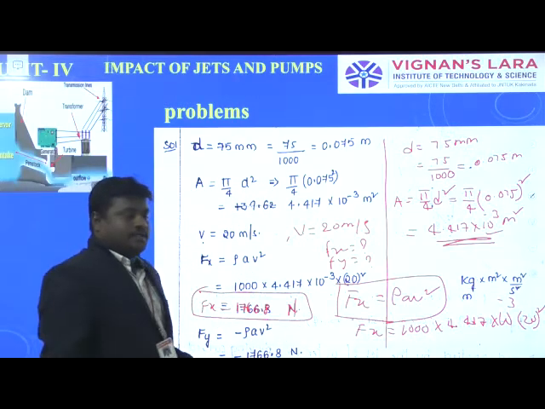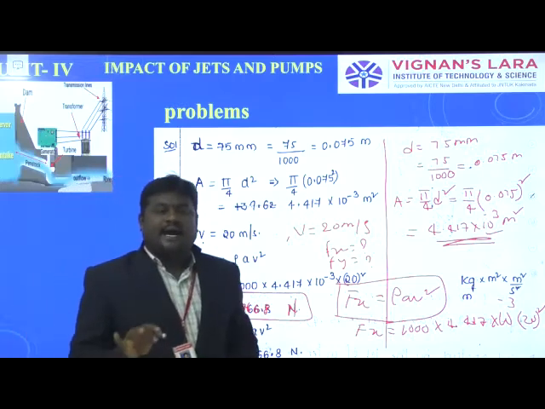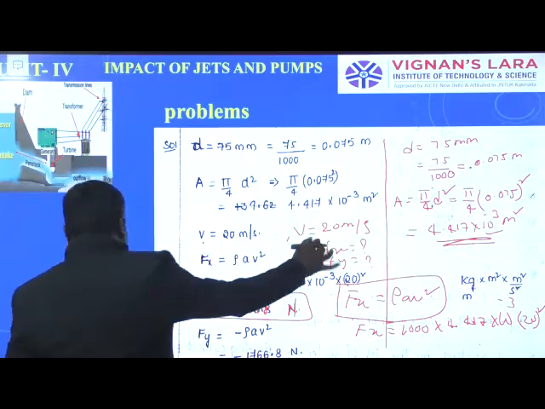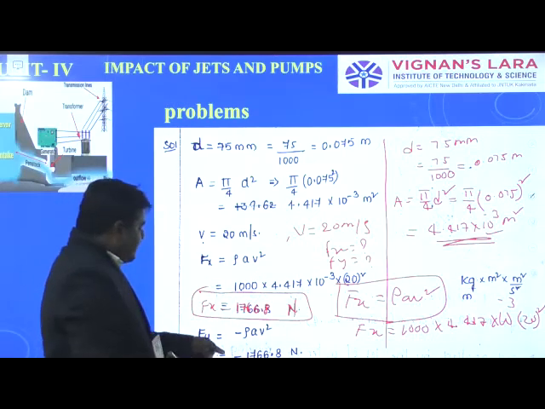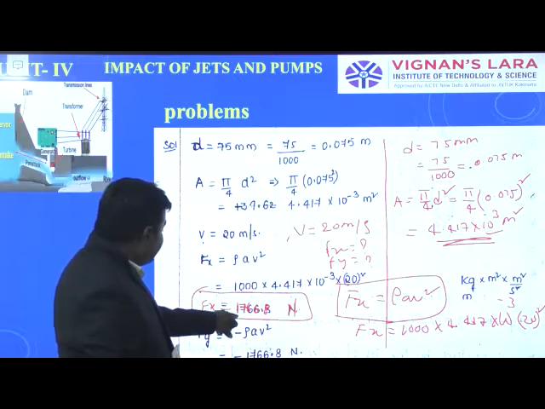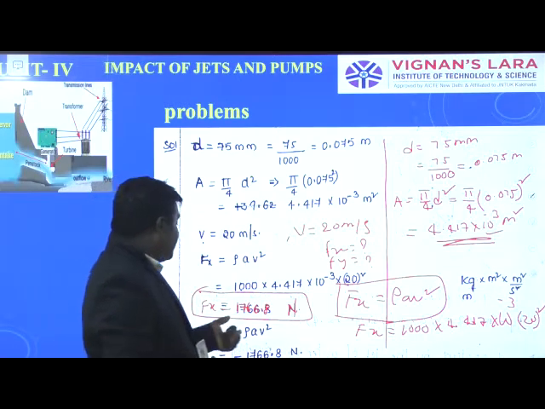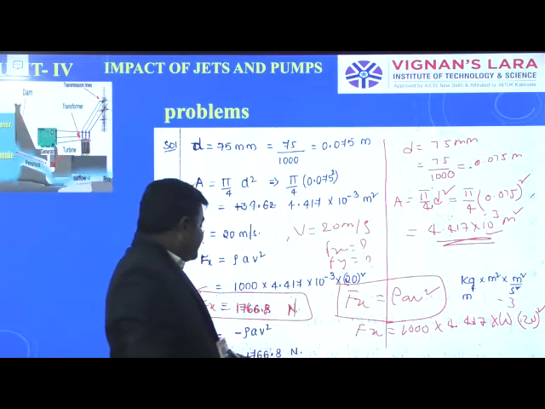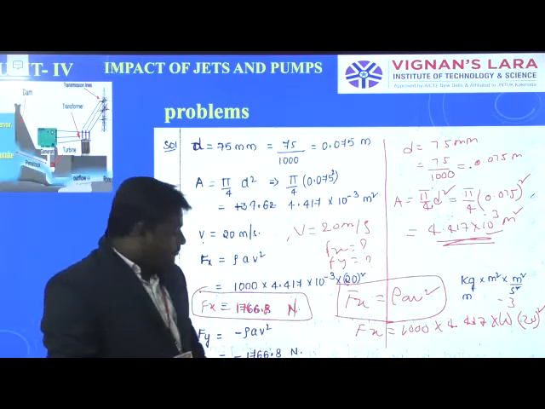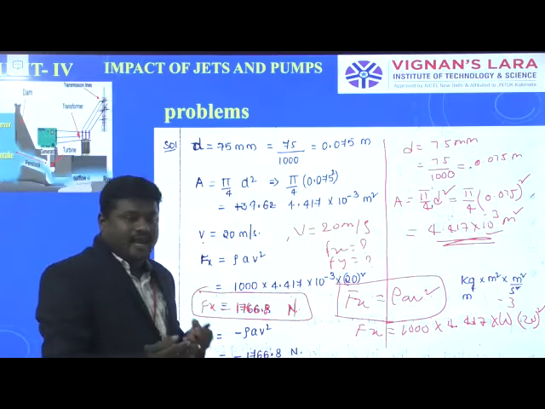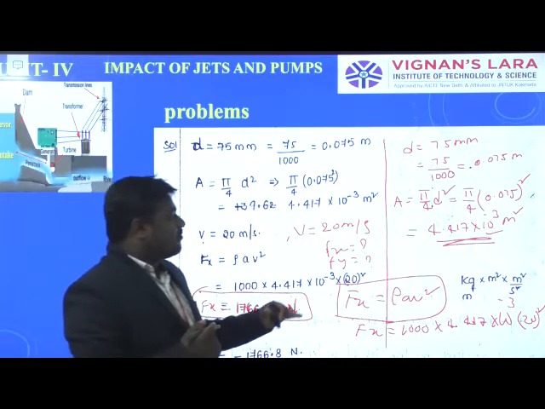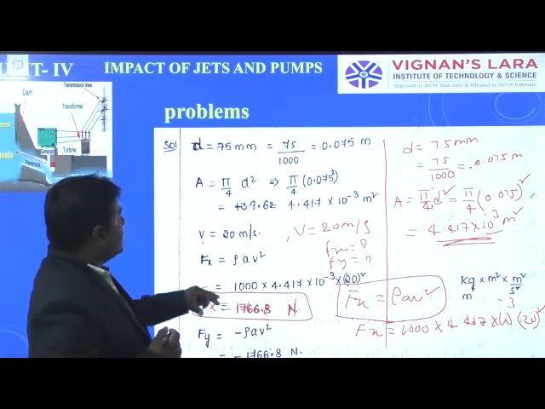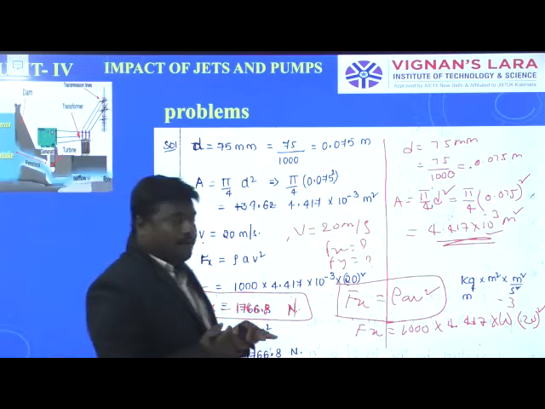Then the Fy value. What is the formula for that one? Minus rho a v square. Substituting the given values, we get the value 1076.8 newton in the y direction. We take the negative because the formula carries a negative sign. This is the process of the impact of jets problem.